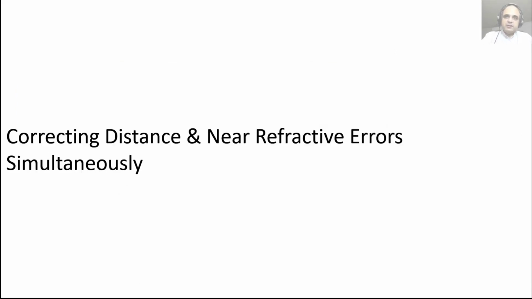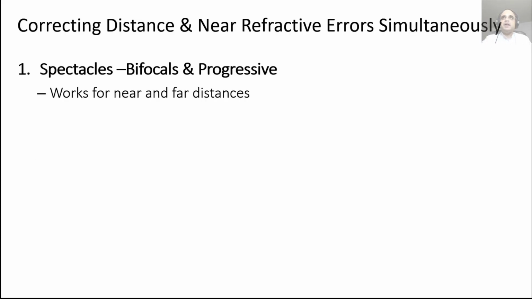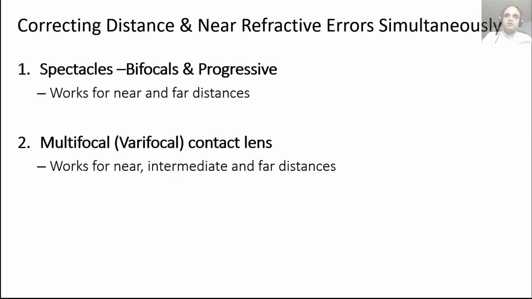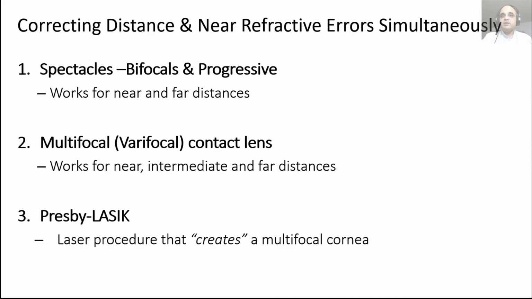And as I talked about before, way long time ago in a galaxy far away, when we were talking about presbyopia, and we talked about contact lenses as a method of correcting presbyopia, it is possible to correct distant and near refractive errors simultaneously. And we can use spectacles, either of the bifocal or progressive types, which work for near and far distances. We can use multifocal or varifocal contact lenses, which work for near, intermediate, and far distances. And we can also use presby-LASIK.